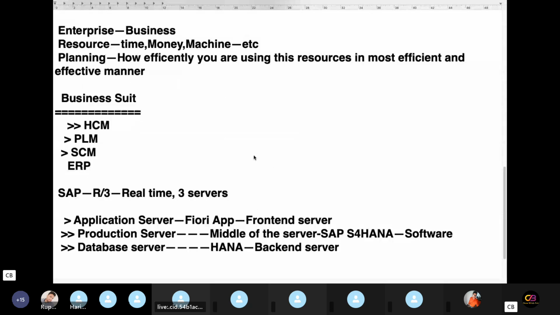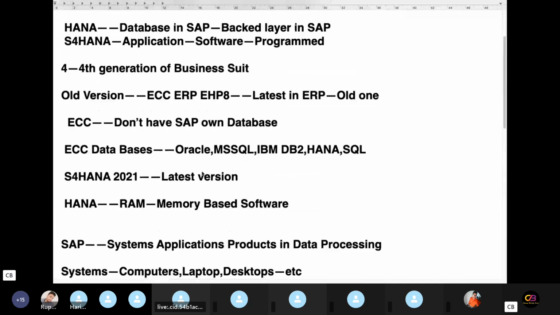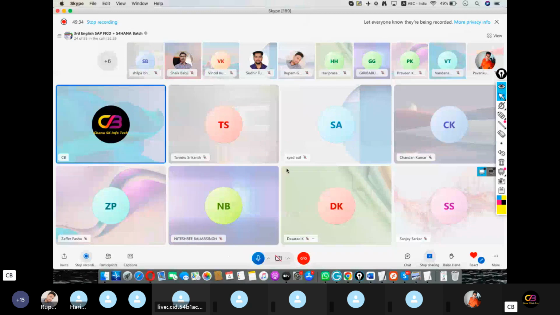What is a business suite? A business suite includes HCM, PLM, supplier relationship management, supply chain management, and enterprise resource planning. These are all included in the business suite. SAP is a business suite, a fourth generation of the business suite. SAP works on three-tier architecture, so we have three servers: application server, production server, database server. Application server means Fiori apps. Production server means the programmed software. Database means HANA, the backend server. These are the main pointers.